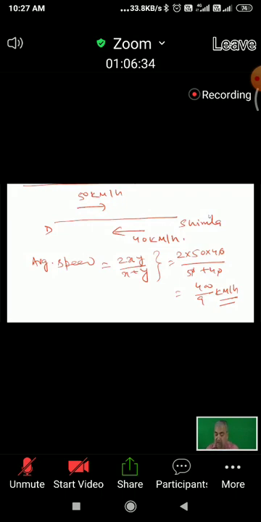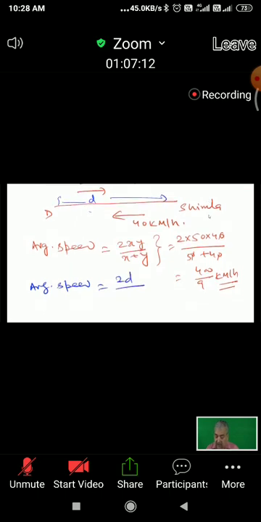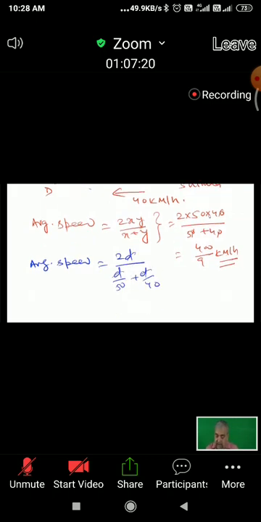Now someone asked me, why 2xy by x plus y? You take the distance, you can see like this. No, not always. For this situation only I have taken 2xy by x plus y. Suppose the distance is d. I have told you that average speed is distance traveled by time taken. So for the to and fro journey, the distance is 2d, and the time will be d by 50 plus d by 40. That will be the total time taken. If you solve, d and d will cancel and this will come out to be 2 into 50 into 40 by 50 plus 40. And that I have calculated here.